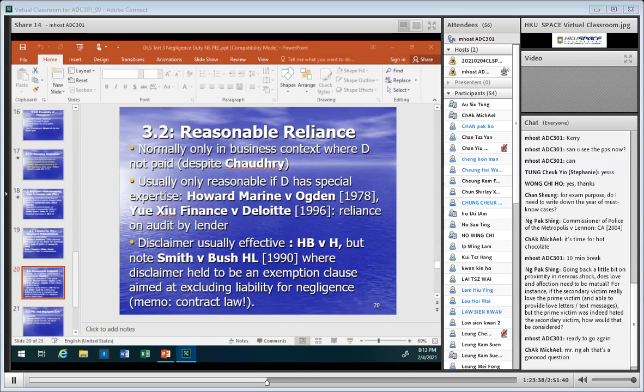All right, so is there reasonable reliance on the statement made? Well, normally only in a business context, except, of course, if you can fit yourself into the rather exceptional case of Chowdhury, and perhaps also the Lennon case. And of course, it's usually only reasonable if the defendant has special expertise. And this is our old friend, Howard Marine and Ogden, on page 93. In Howard Marine and Ogden, there was reliance.